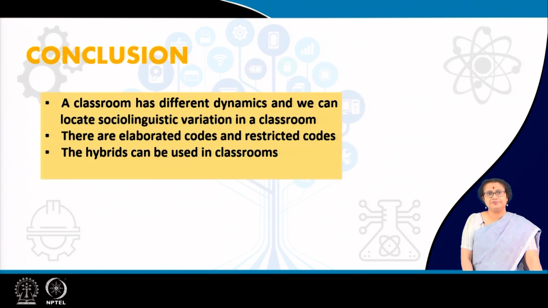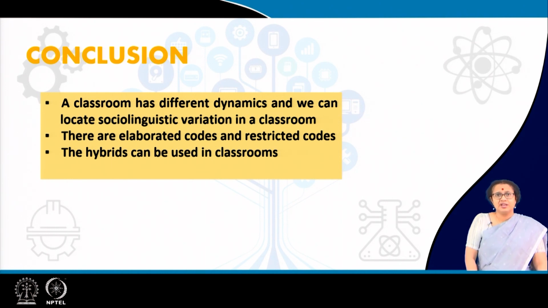Training will be helpful. So, we are coming to the conclusion of the class. We have learnt that a classroom has different dynamics, and when I say dynamics, of course, I am talking about multiple factors. We can locate socio-linguistic variation in a classroom, and there are certain codes that we have learned today according to the deficit hypothesis, like elaborated codes and restricted codes, and the hybrids can be used in the classroom. There are a couple of suggestions from the ongoing work of IIT KGP that I have mentioned.